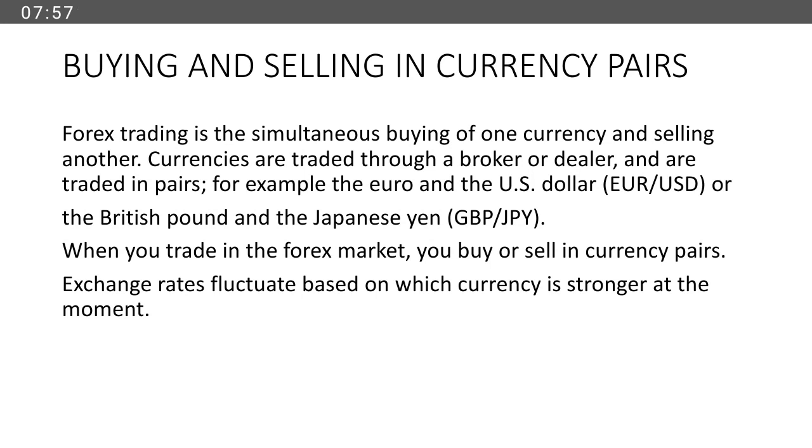For example, the euro and the US dollar. Look at this: EUR/USD. These are what we call currency pairs. It means the euro/US dollar. Or the British pound and the Japanese yen, GBP/JPY. So we pair two currencies in order to buy and sell.